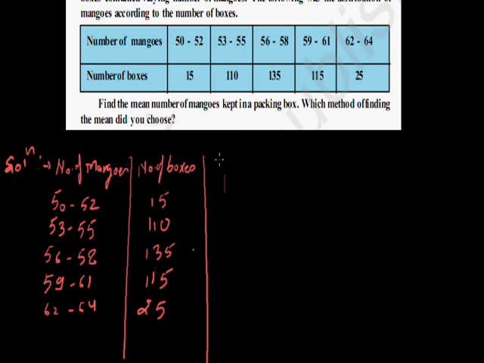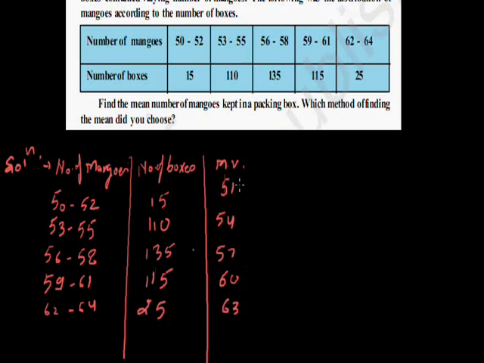First of all, to solve this, find the mid value. The mid values are 51, 54, 57, 60, and 63. So now use the indirect method.